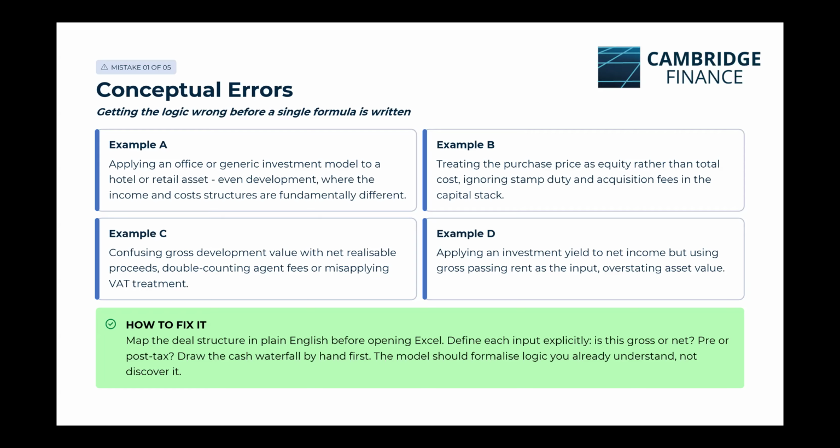So there's always this confusion. What is the net yield? What is the gross yield? Should the exit value be based on the gross yield or the net yield? You need to be very careful with how you show this in your model, and make sure that the logic there is correct.